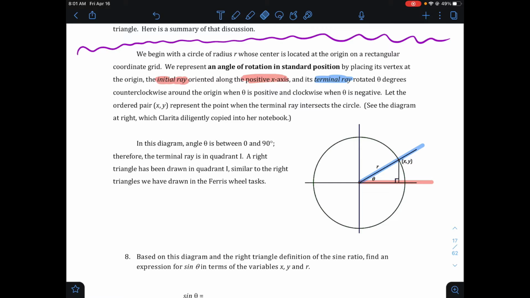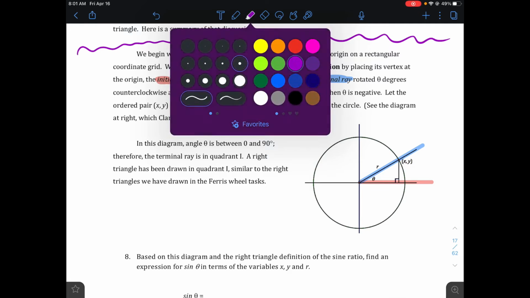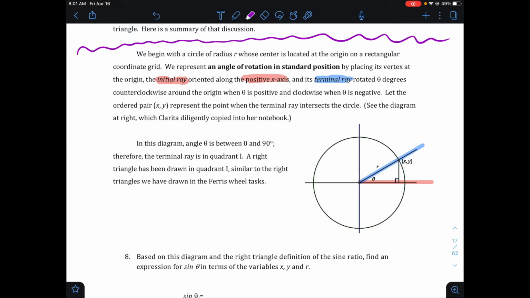And it says it is rotated counterclockwise when theta is positive. So if we take a look, clockwise is this way, right? Or I'm sorry, counterclockwise, I apologize. So it's rotated counterclockwise when theta is positive. So counterclockwise is going to be this way, which makes sense. So they're showing we're starting here, we're going counterclockwise, and then we're ending here at our terminal ray, all right?